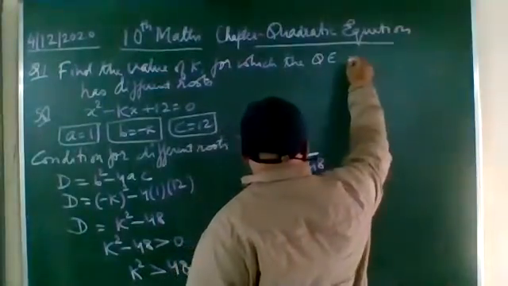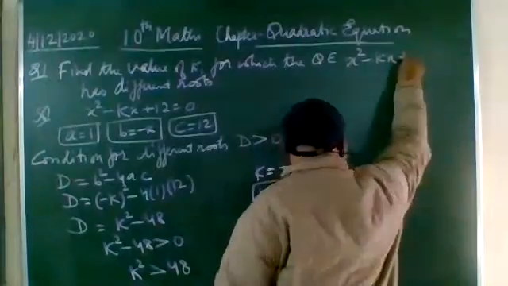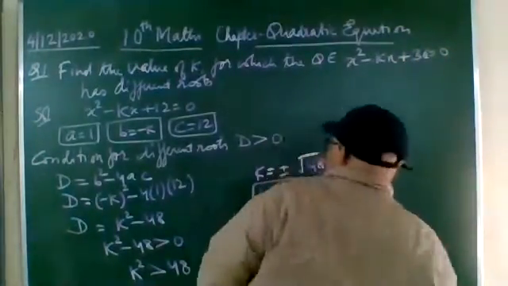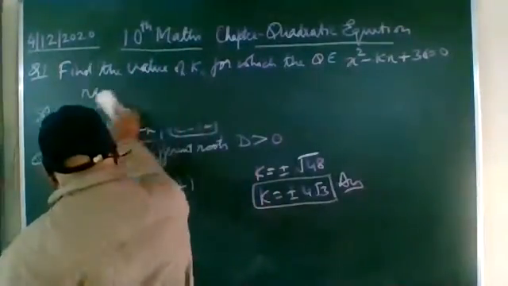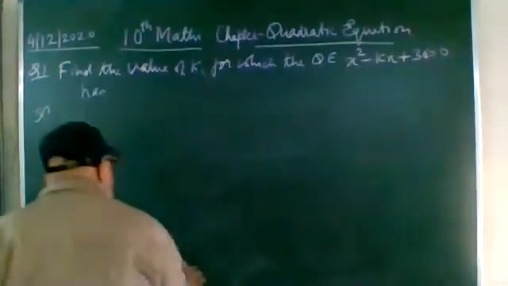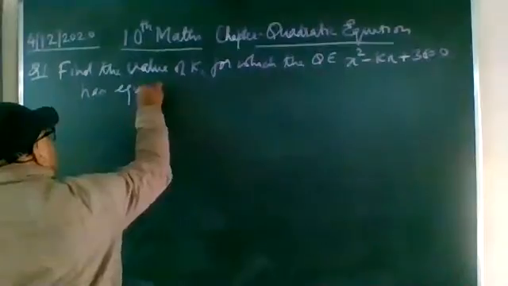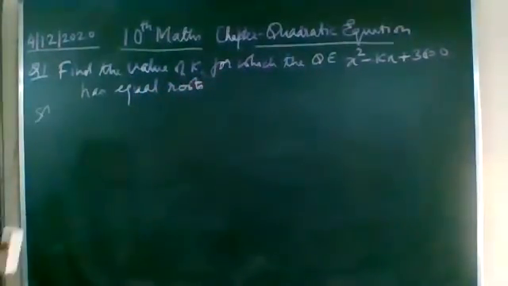Find the value of k for which the quadratic equation x square minus kx plus 36 equal to 0 has equal roots. Now find the value of k for which the quadratic equation has equal roots.